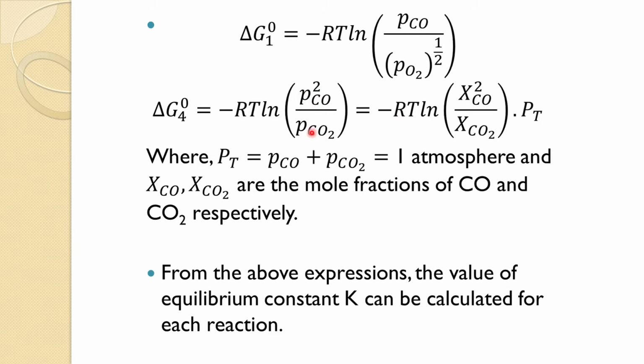So, the equilibrium constant is this, and now this can be written in terms of mole fraction, and we are assuming a pure system where CO and CO2 only are there. So, total pressure would be 1 atmosphere. So, these things one can interchange, can write in mole fraction, volume fraction, partial pressure and the other way. And I hope those who are taking this course are familiar with these terms. So, from the above expression, the value of equilibrium constant K can be calculated for each reaction.